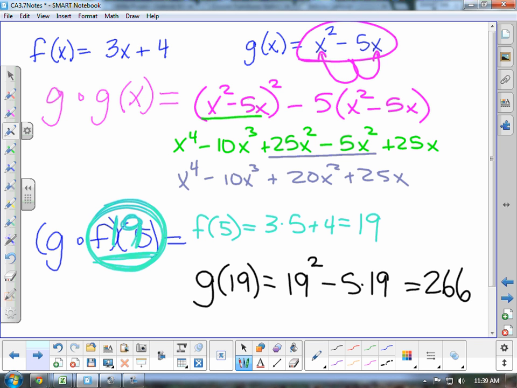And that is everything that this section 7 talks about in chapter 3.